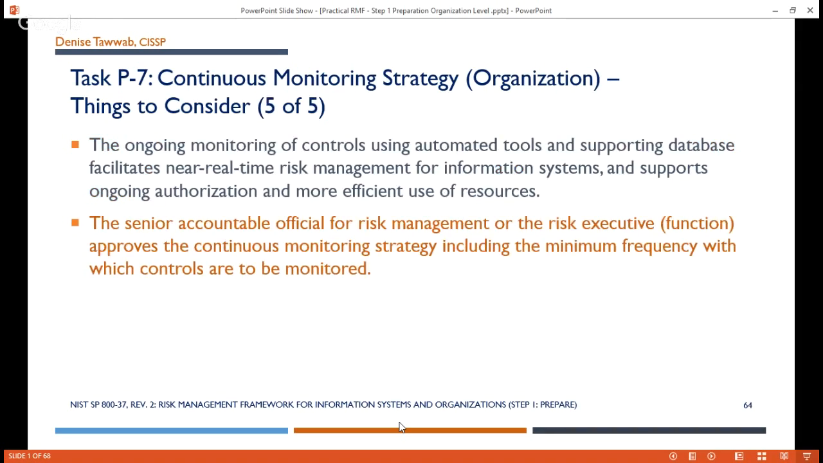The ongoing monitoring of controls using automated tools and supporting databases facilitates near real time risk management for information systems and supports ongoing authorization and more efficient use of resources. Keep in mind that Rev 2 and the risk management framework itself is encouraging organizations to move toward automation and to position themselves so that they can do ongoing authorizations. The senior accountable official for risk management or the risk executive function approves the continuous monitoring strategy, including the minimum frequency with which you're going to monitor the controls.